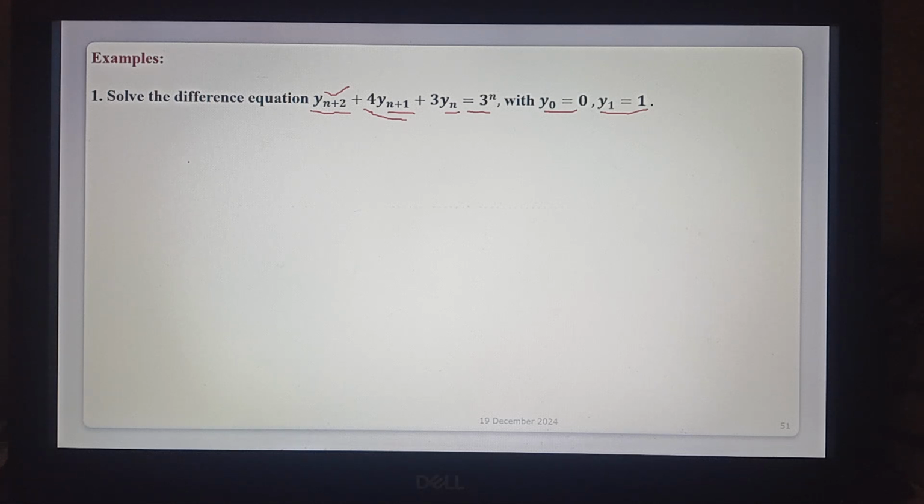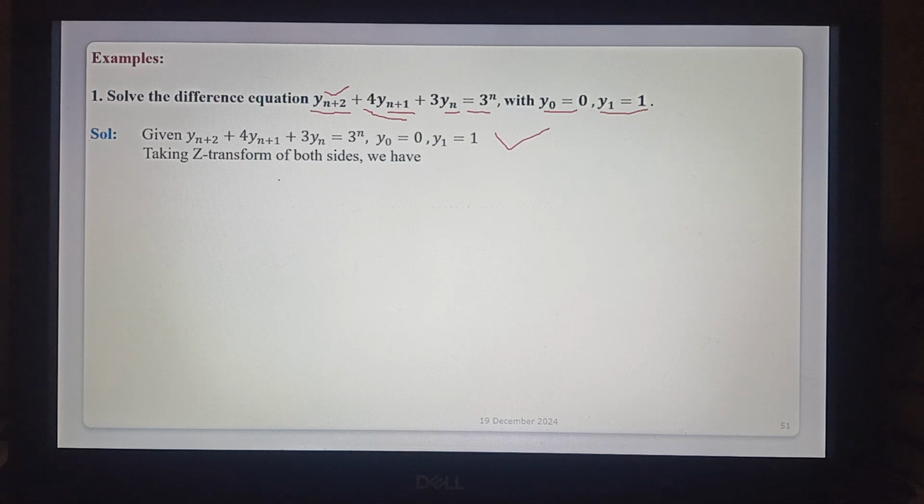Now the procedure. See the given equation. Applying the Z transform on both sides: the Z transform of y(n+2) plus 4 times the Z transform of y(n+1) plus 3 times the Z transform of y(n) is equal to the Z transform of 3^n.